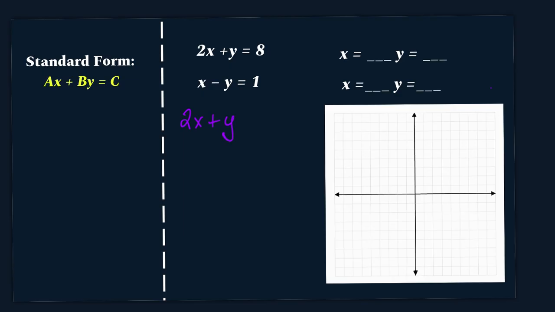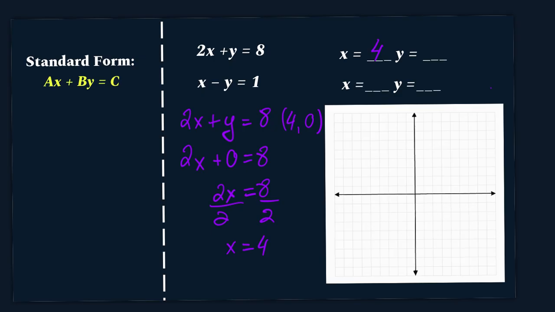2x plus y equals 8. Let's first find our x-intercept, which means that our y will be 0. 2x plus 0 equals 8. Well, 2x equals 8. Now divide both sides by 2. So our x equals 4. So our x-intercept is 4, which means y is 0.